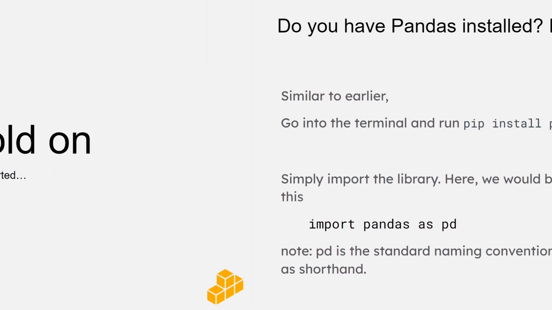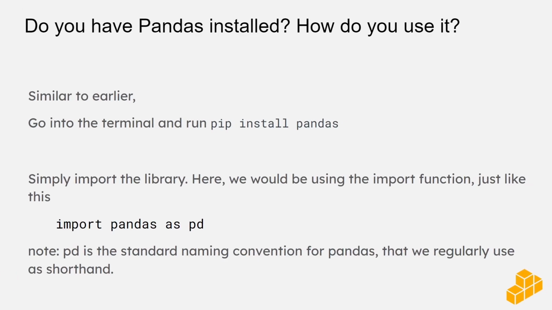But wait, hold on. Before we get started, do you have pandas installed? Or if not, how do you use it? So firstly, like Eugene mentioned earlier, you have to go to your terminal and type pip install pandas. But for those who are using Google Colab, you don't have to worry, because pandas is already pre-built into Colab. It's already installed, so you don't need to enter that. And you just need to, in your first cell.